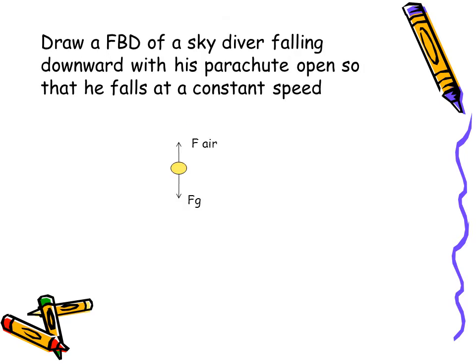A free body diagram of a skydiver falling downward with his parachute open so that he falls at a constant speed might look like this. So the circle here represents the skydiver. You have two forces acting on the skydiver. His weight, also known as the force of gravity, pulling down, and the force of the air resistance acting up against his parachute, so the arrow points up. And if the skydiver is falling at a constant speed, that means these two forces are balanced. They're equal in size. So try to draw the arrows the same size, but pointing in opposite directions, because gravity acts down and the air resistance acts up.